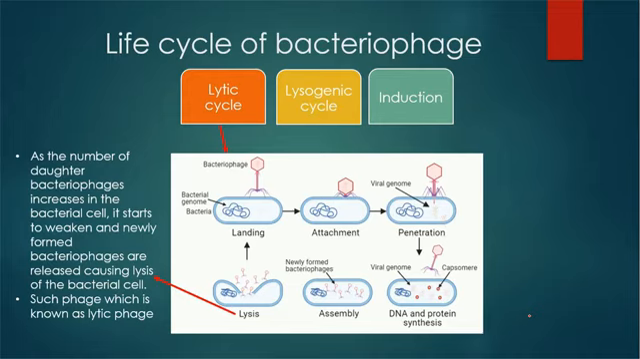The last step in the lytic cycle is the lysis of the bacterial cell. As the number of bacteriophages starts to increase inside the bacterial cell, it puts pressure on the cell wall and weakens it, and eventually the bacterial cell wall ruptures and all the bacteriophages move out of the bacterial cell. At this stage, these bacteriophages are called lytic phage.